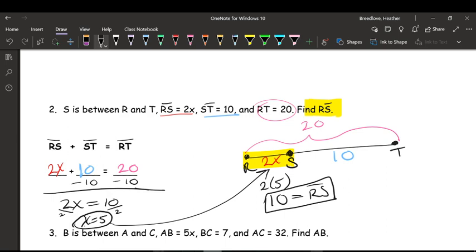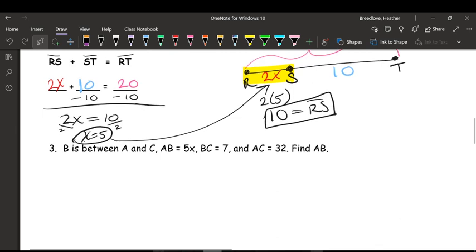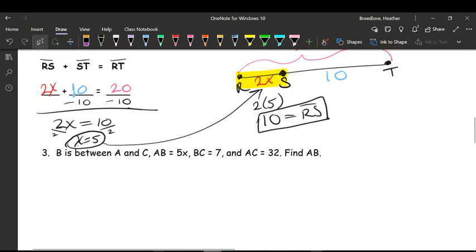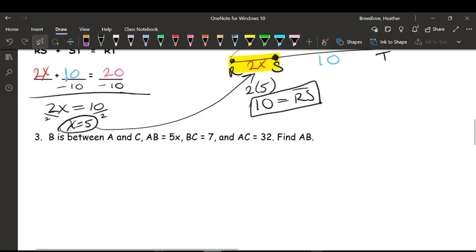Okay, so I have one more of these segment addition problems. B is between A and C. This time I don't have anything written. I have to do it all by myself. No steps. B is between A and C. There's my line. A to C. And B is in there somewhere.